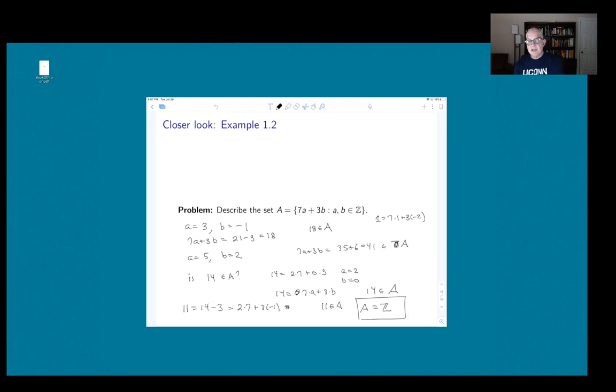So I think everybody needs to go and read this carefully so that they can see how that argument works. Because it's not obvious when you start out that, in fact, every integer can be written in the form 7a plus 3b. So the conclusion of this is that A equals Z, and that means that every integer n is equal to 7a plus 3b for some a and b in Z.